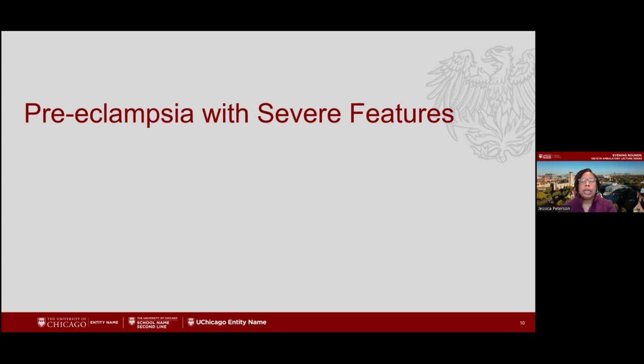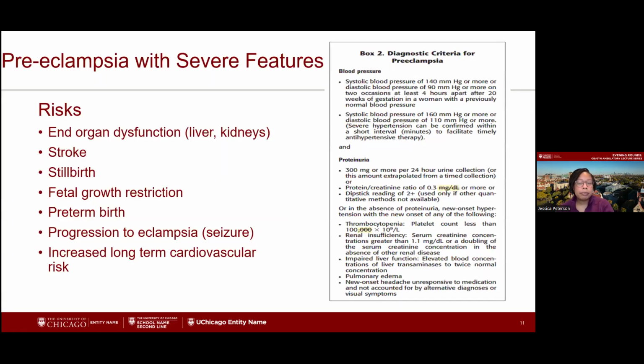So what is preeclampsia with severe features? I keep talking about it as this thing we're trying to avoid. So what is it? Preeclampsia with severe features is basically everything in this big box over here. And there's a couple of ways to diagnose it. The most common way we diagnose it is with severely elevated blood pressures.